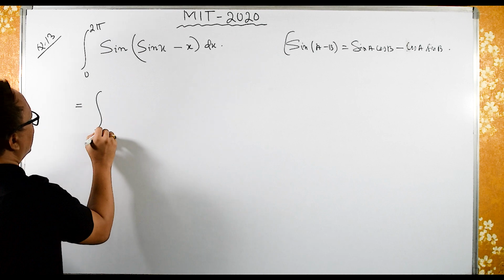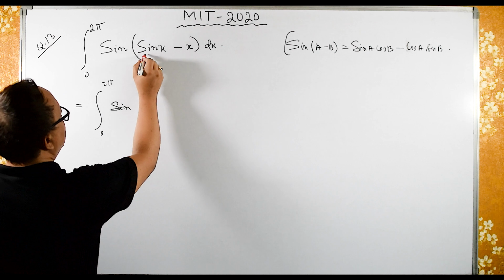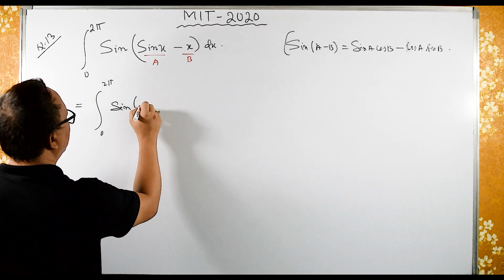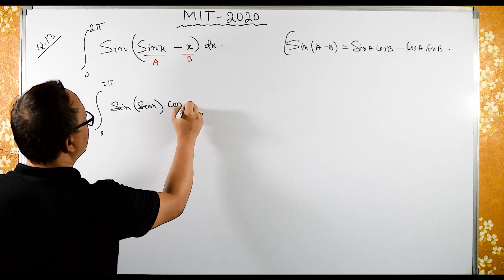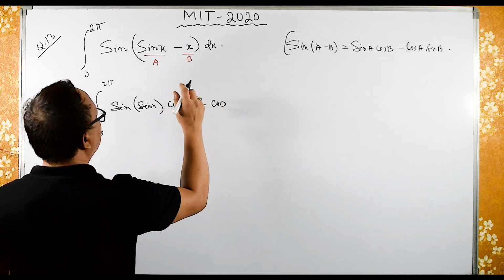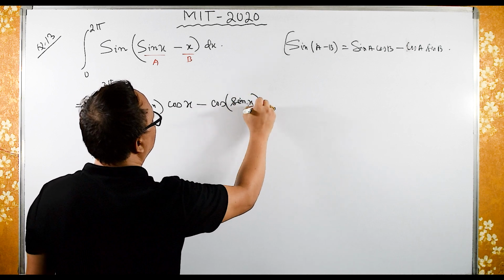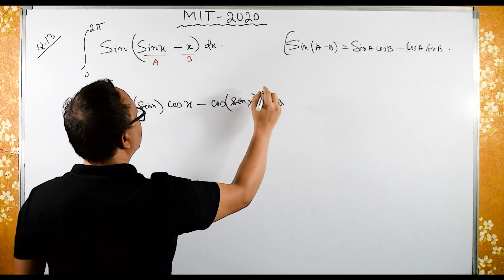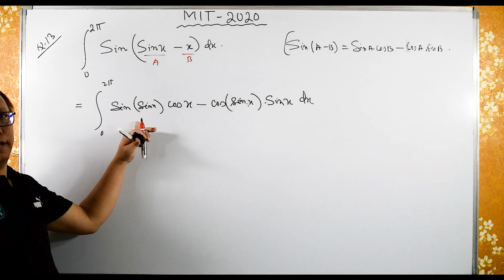This equals the integral from 0 to 2 pi of sine of, you consider this is A and this is B. Sine of A means sine of sine x, then cos of B means cos of x. If it is minus, then minus cos of A, meaning cos of sine x, then sine B. Sine of B means sine x. Here we have dx.